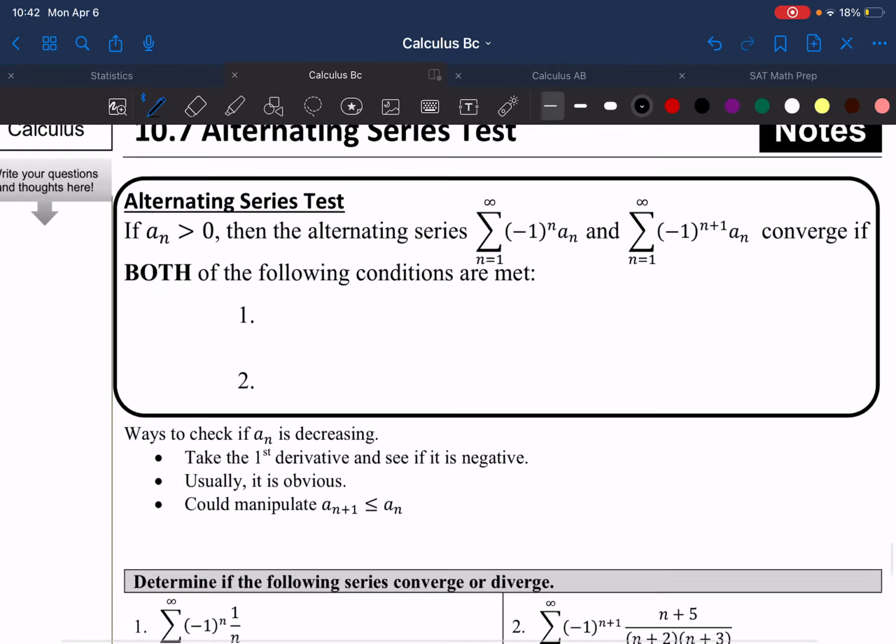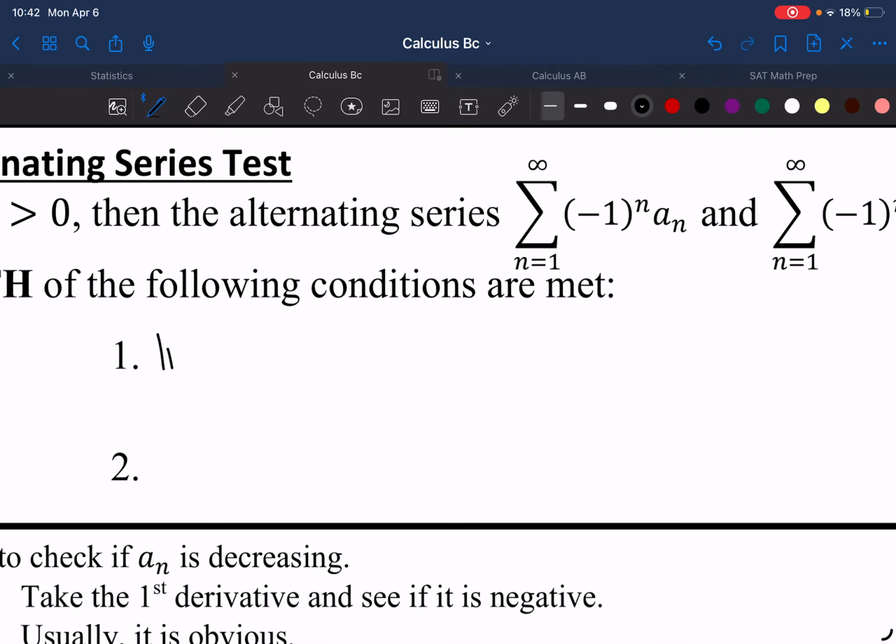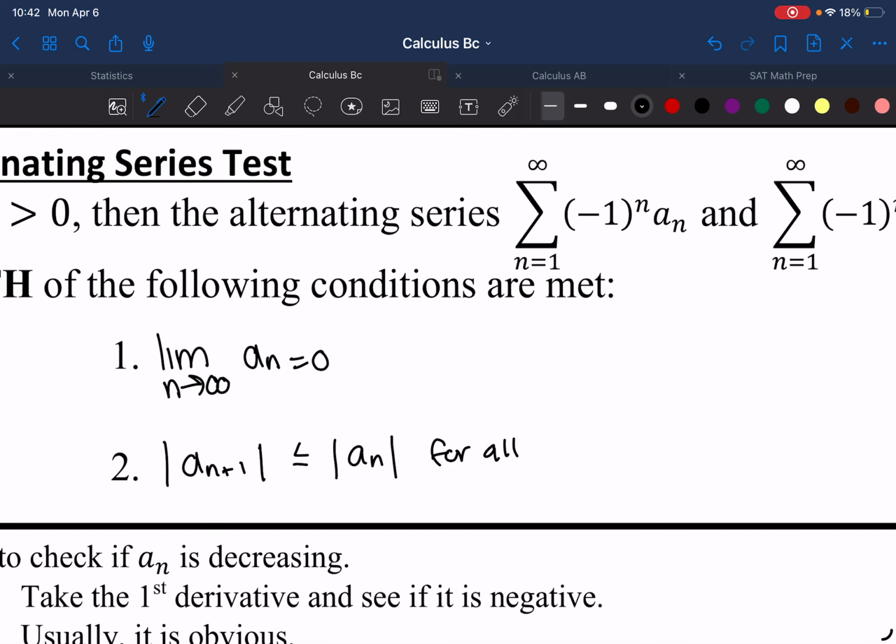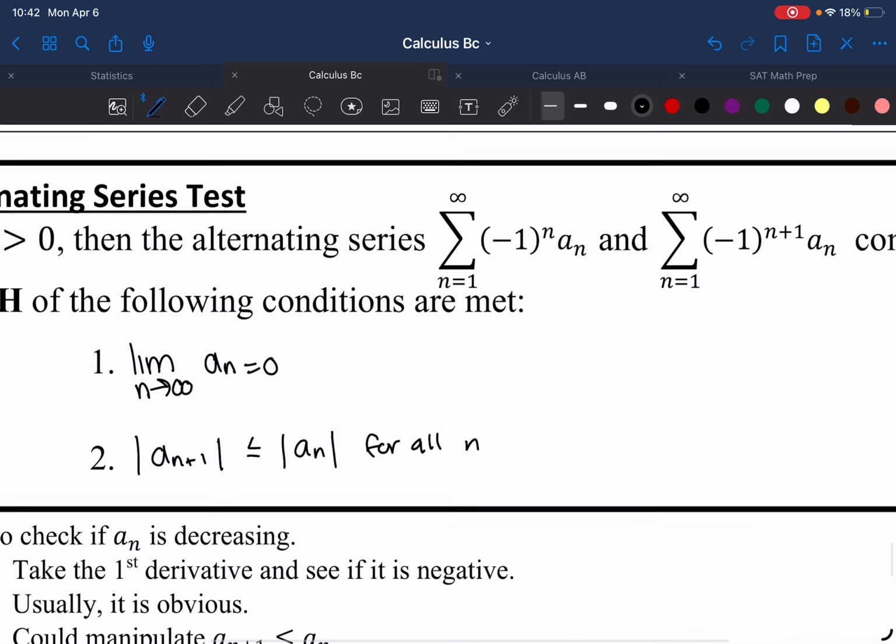So the first condition is that the limit as n approaches infinity of a sub n must equal 0. The second condition is that the absolute value of a sub n plus 1 has to be less than or equal to the absolute value of a sub n for all values of n. And so ultimately what this means is that the next term in the series has to be smaller.